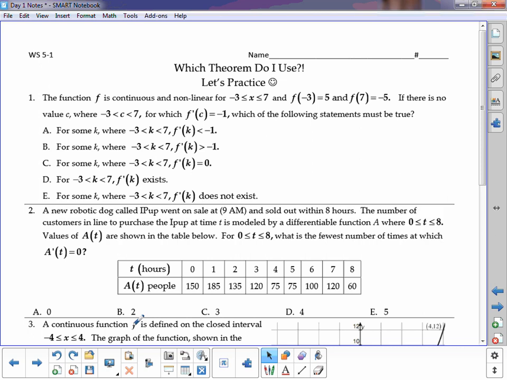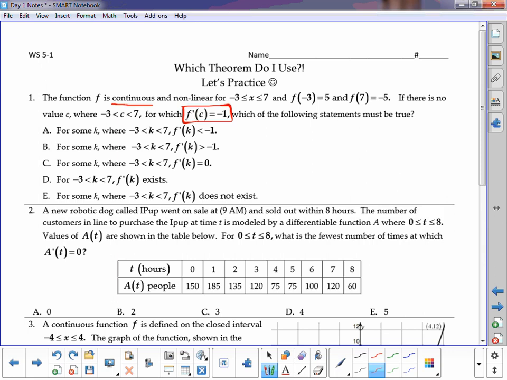Alright, so let's just take a look at number 1. The function f is continuous and nonlinear. What does nonlinear mean? It's not a line, not a straight line. Alright, so it is continuous and nonlinear for this interval. And they give us some values about the endpoints. If there is no value c in that interval for which the derivative equals -1, which of the following statements must be true? Now, let's go ahead and take a look at what they've given us.